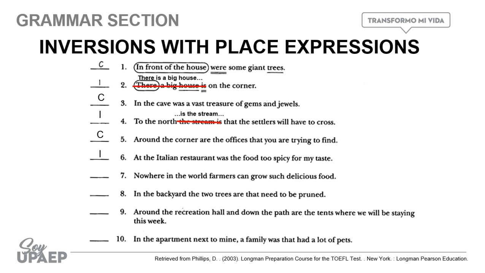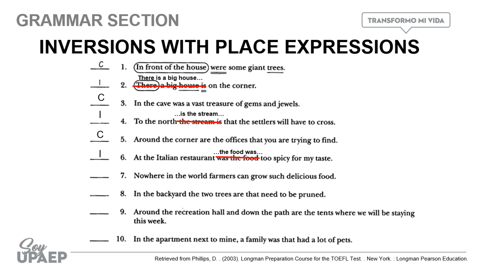Number 6, at the Italian restaurant was the food too spicy for my taste? Okay? It is incorrect. Why? Because if you remove at the Italian restaurant and you leave the sentence without inversion, the second clause, you say the food was too spicy for my taste, right? Is correct. So remember, in this situation, you don't need an inversion. So it should be at the Italian restaurant, the food was too spicy for my taste.